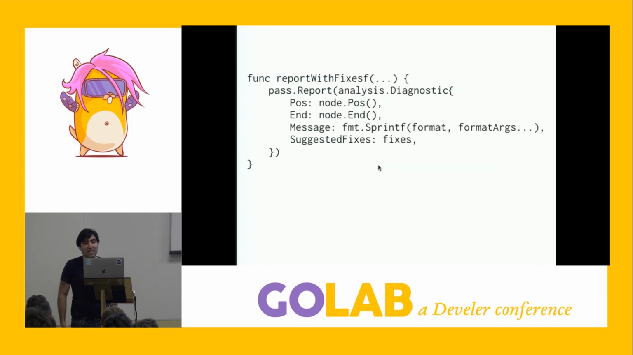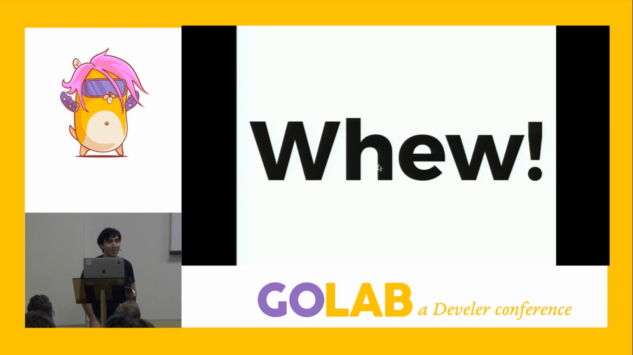Finally, report with fixesf. This is just a wrapper around the raw diagnostic reporting code. So what this is going to do is call pass.Report with this raw diagnostic. It has a start and end position. And this is what specifies the range that we got those yellow squigglies for in VS Code. We have a message. This is the same as before. And now we have the suggested fixes, which appear on the diagnostic. And then this gets threaded through to the user or to the editor or whatever. Okay, that's all the code we're going to see.